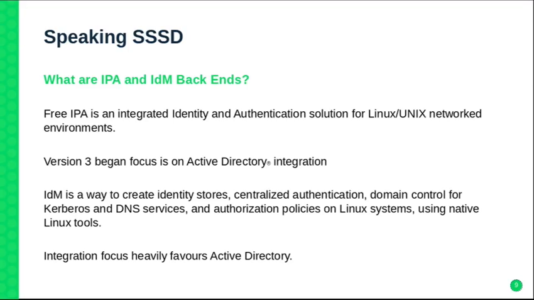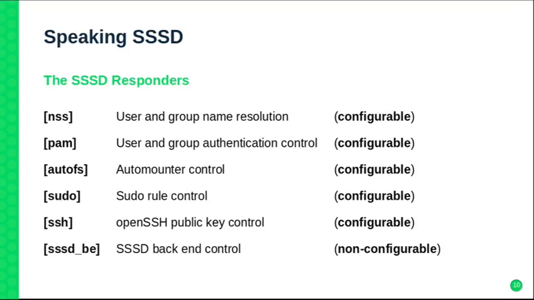So let's see. You don't need to know that much about IPA and IDM backends. I'd rather get to the functional part of the discussion if we can just carry on. This takes us to the same range of responders. These are the responders that you can invoke and configure as well. Mostly, what most of you will probably be using will be the NSS and PAM. The AutoFS and sudo are not difficult to configure, but there's not a lot of people that have that use case. So users and groups are probably going to be your focus.